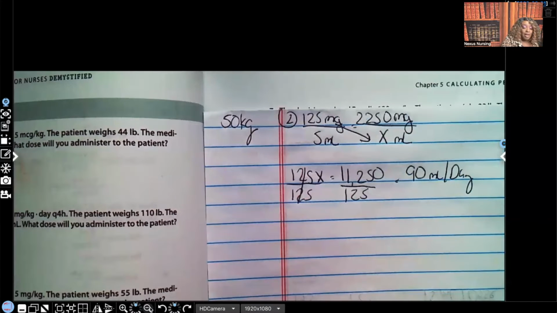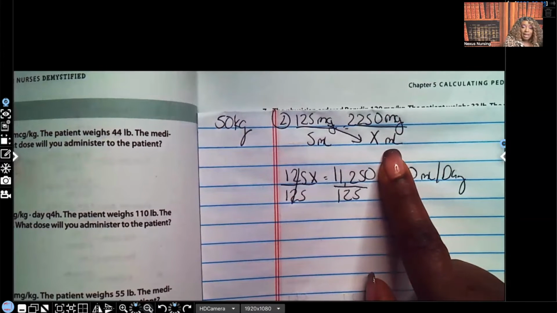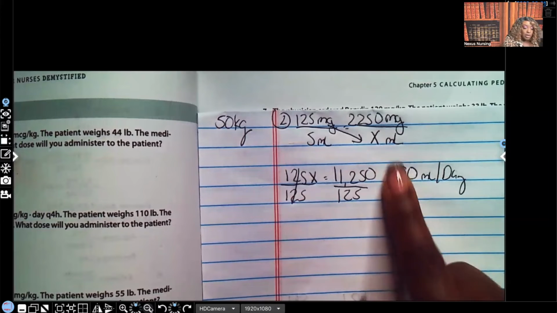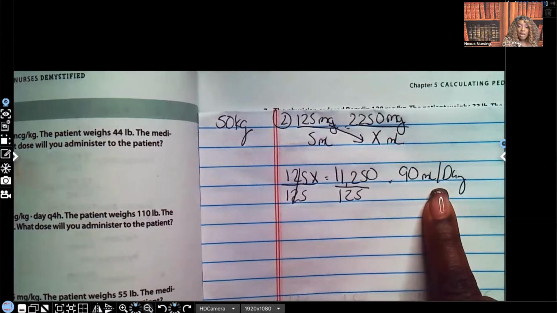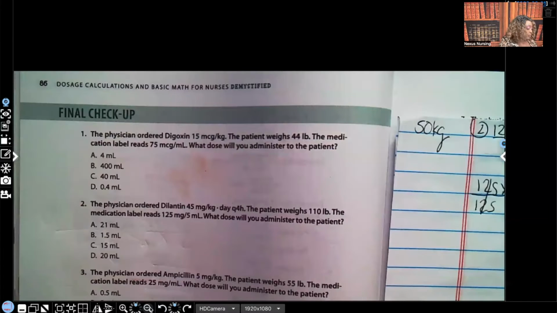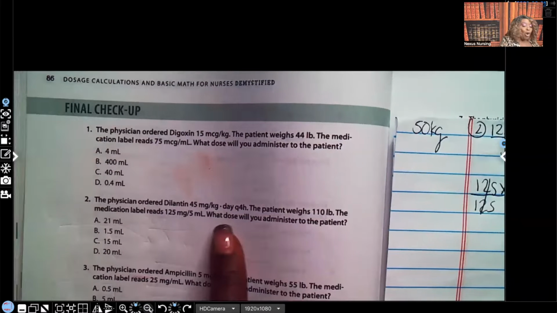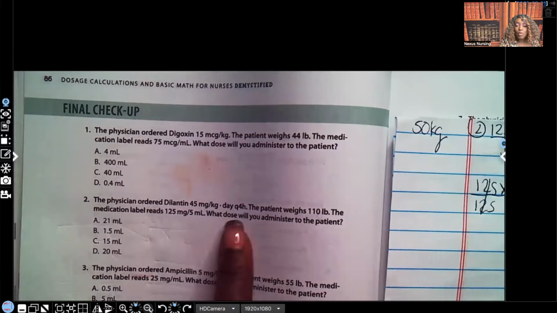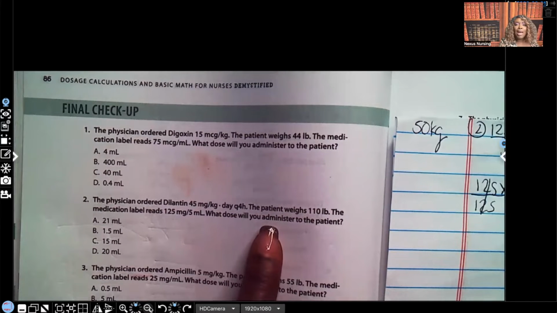How do I know it's mL? Remember, I'm solving for X. X is mL. So that's how I know that's my unit. So I'm giving 90 mLs per day. But I want you to go back to the question. Look what it says. What dose will you administer to the patient? Now how much you're going to give per day, what dose?